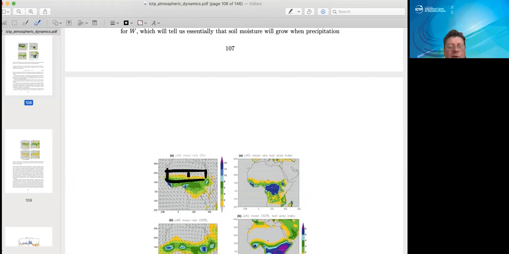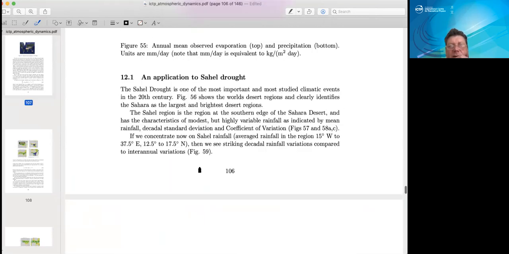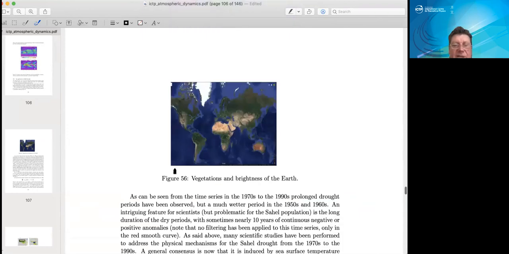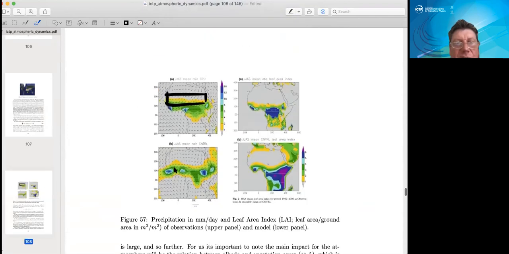So you average the rainfall in this box, which is not very precise, but the precise definition is somewhere. Yes, so the box that we were concentrating on is between 15 west and 37.5 east and 12.5 north to 17.5 north. So just a 5-degree region that is indicating the Sahel region. So it's much, much narrower than the box that I indicated here. It's a very narrow box that highlights the Sahel region where we have the strongest coefficient of variation.